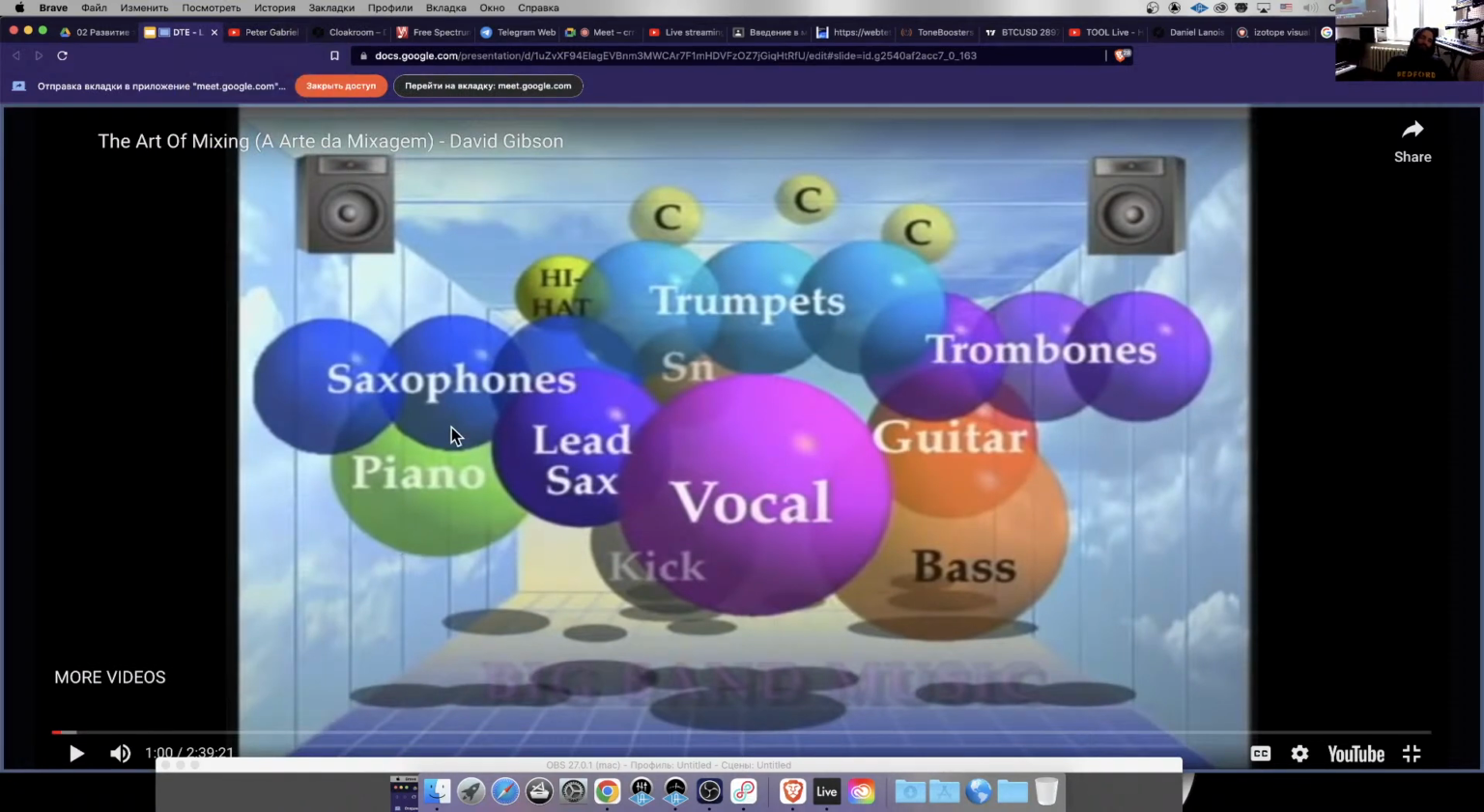There is no just one answer to how it should be. I mean, this is just a representation of one mix. I see. Yeah, it can be in infinite ways.